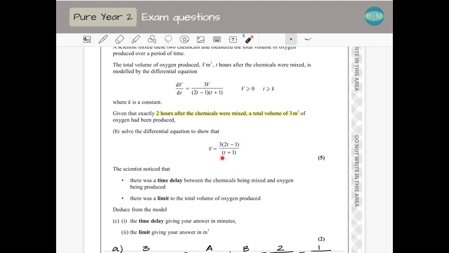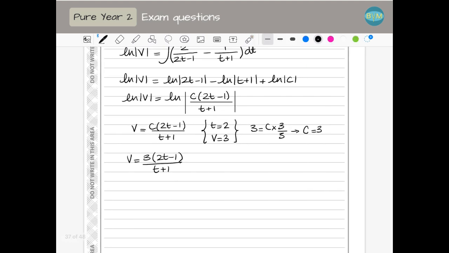So I'm going to see when this expression is positive. For the first part, I need this expression to be positive. t is the time, so it cannot be negative. So the denominator is going to be always positive. If this is positive, for my fraction to be positive, this numerator must be positive. So I need that 2t minus 1 is greater than 0, which means that t must be greater than 1/2. So my volume is going to be positive after half an hour.